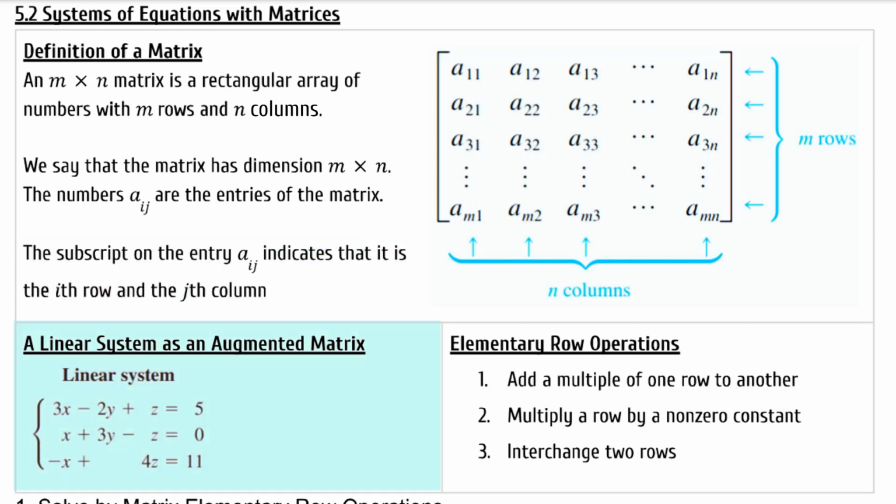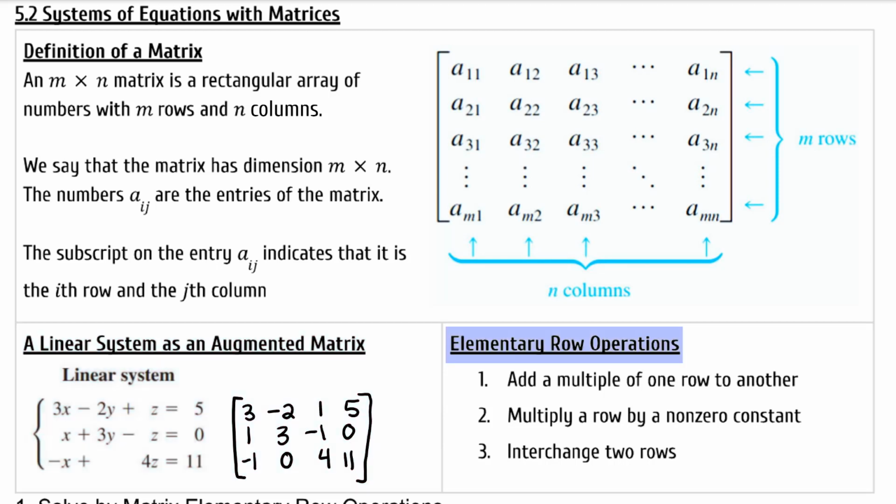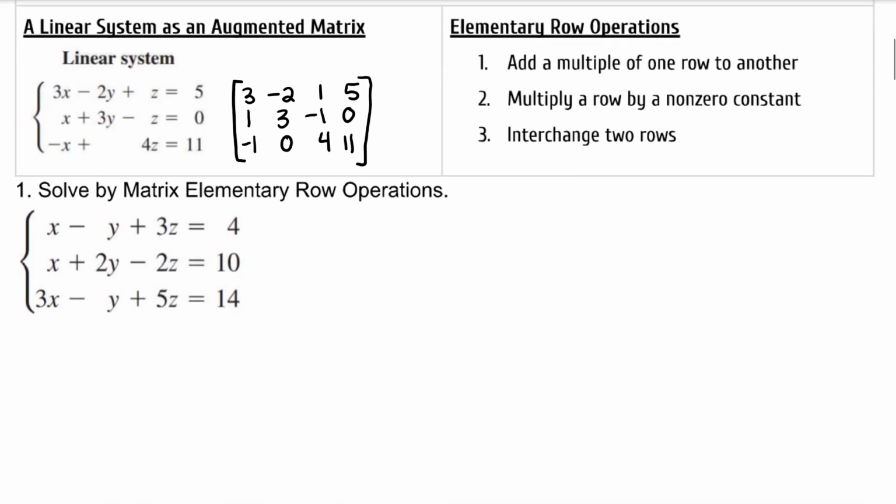We can rewrite this linear system as an augmented matrix by writing the coefficients and constants with no variables. Elementary row operations. You can add a multiple of one row to another, you can multiply a row by a non-zero constant, and you can interchange two rows. So let's solve by matrix elementary row operations. First, rewrite this system of equations as an augmented matrix.